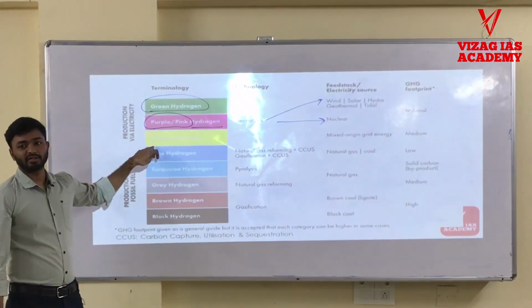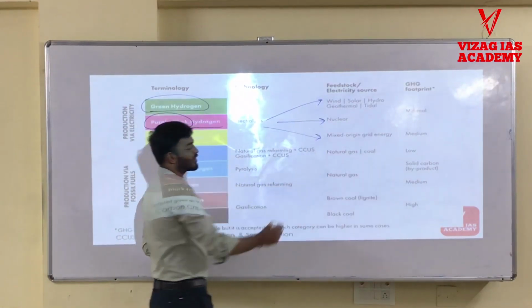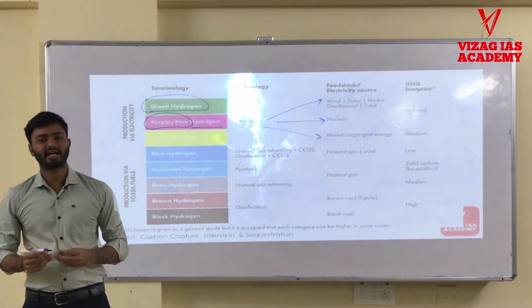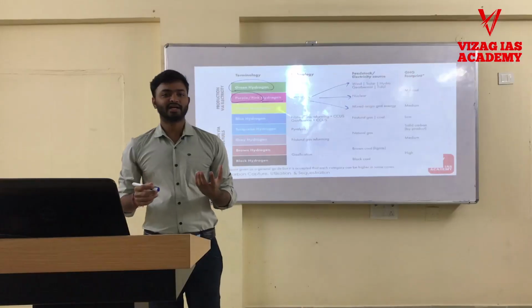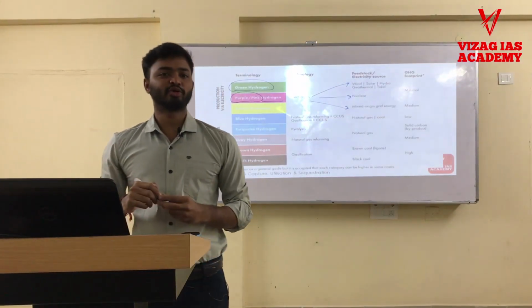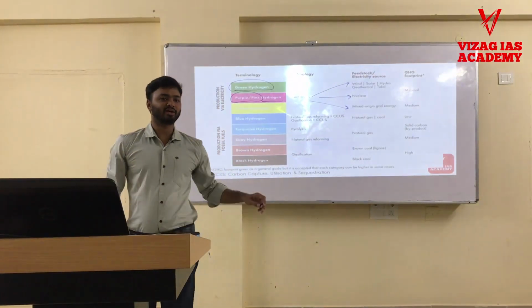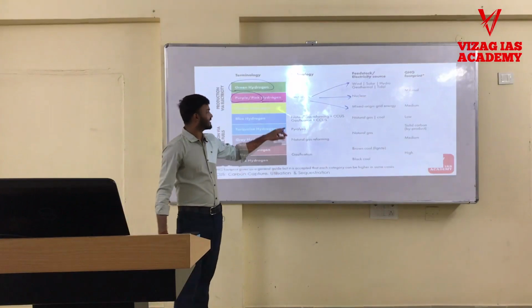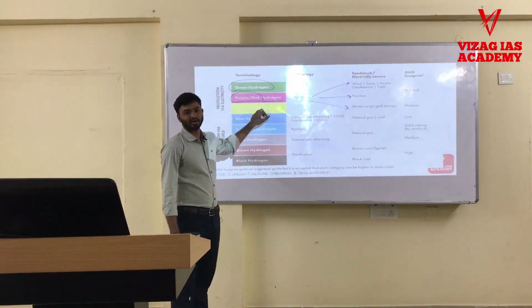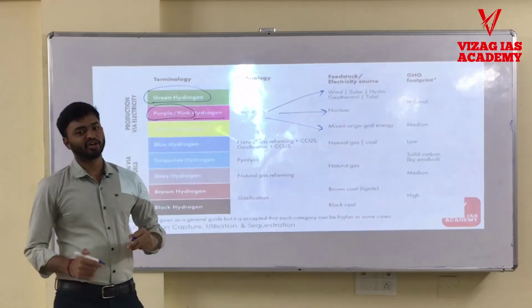For yellow hydrogen, this is electrolysis powered by mixed origin grid energy. That means, as in India, the entire power grid is supported by different renewable and non-renewable sources. It's a mixture of both, an energy mix. If the electrolysis is powered by such an energy mix, then it is called yellow hydrogen. If it is pink, then it is nuclear energy. Green hydrogen means it is powered by renewable energy.